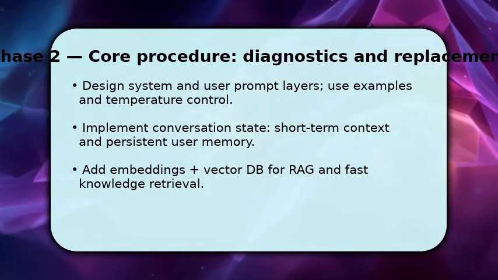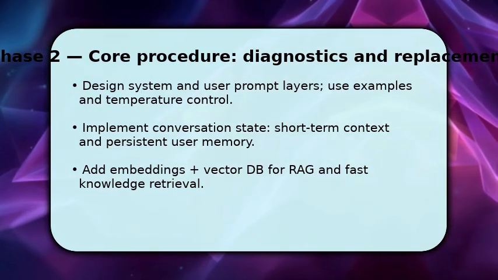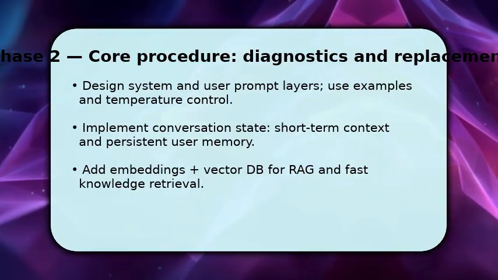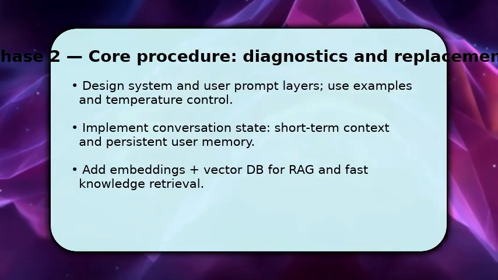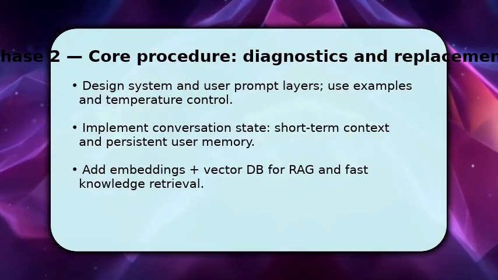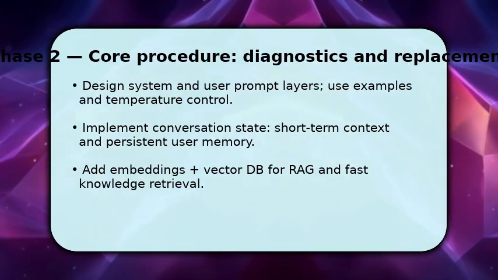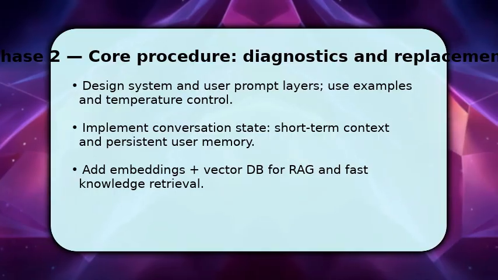Meanwhile, implement conversation state. Keep recent messages for context and store essential user facts in persistent memory. Integrate embeddings with a vector database to retrieve documents for retrieval-augmented generation, which reduces hallucinations and improves factuality.